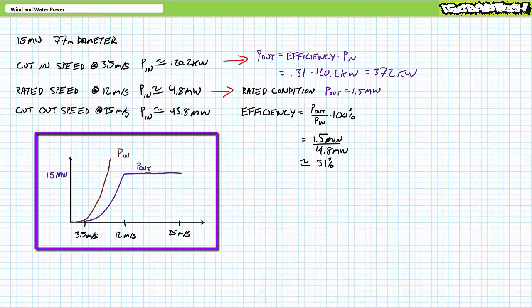For this particular example, a 77-meter 1.5 megawatt wind turbine, we're presuming an operational range from 3.5 meters per second to 25 meters per second, with a rated speed occurring at 12 meters per second. This is a wind turbine power curve and featured prominently in all the sales and technical documentation for every wind turbine ever sold.